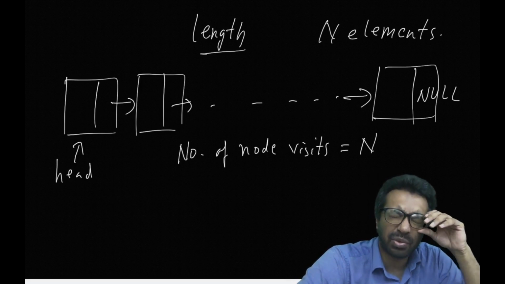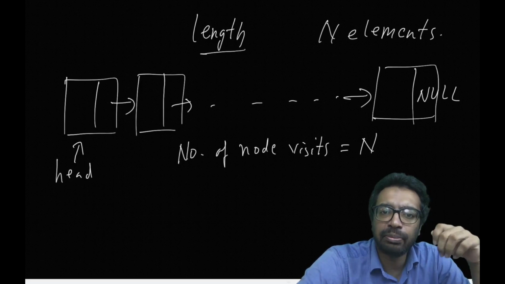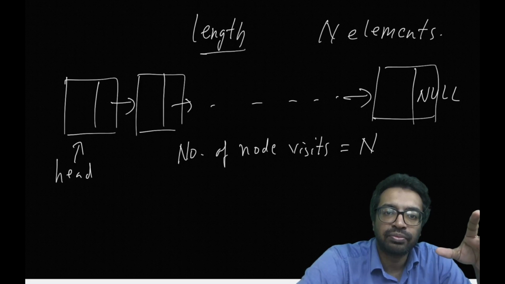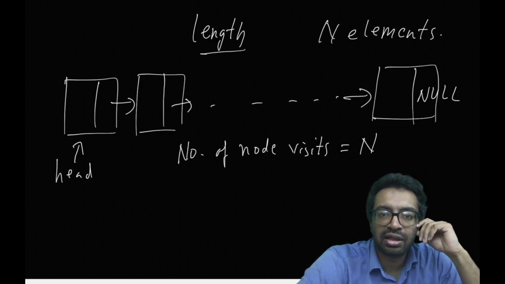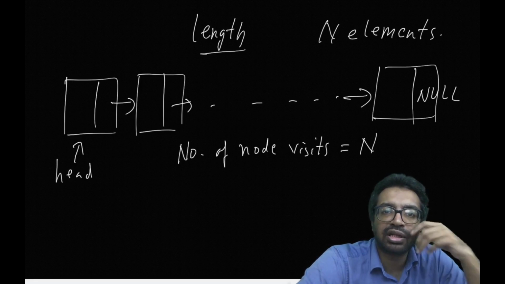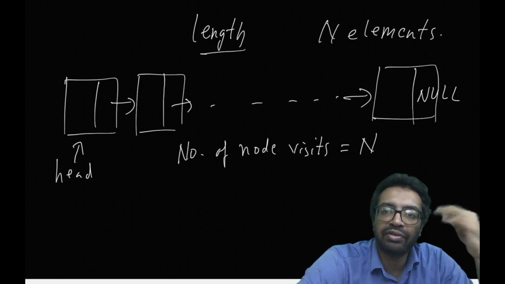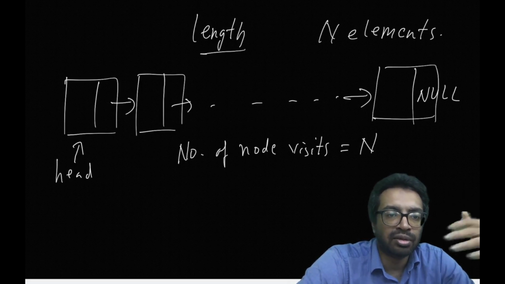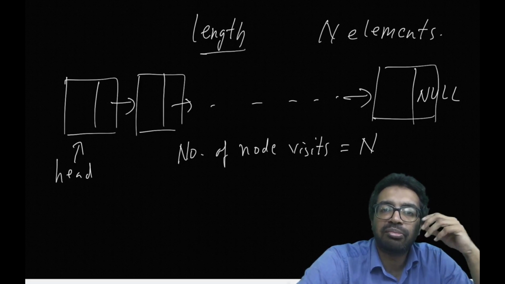So here is an answer. What I'm going to do is the following. I'm going to keep a counter as part of this class, and every time I add an element to the list, I'm going to increment the counter, and every time I remove an element, I'm going to decrement the counter.